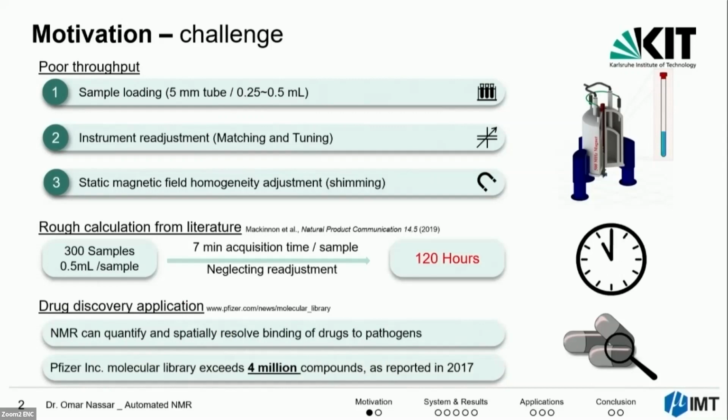One of the hot applications that requires screening large numbers of samples is drug discovery, since NMR can efficiently resolve the binding of drugs to pathogens. However, in 2017, Pfizer declared that in their molecular library, they have more than 4 million compounds that can potentially be used as a drug.